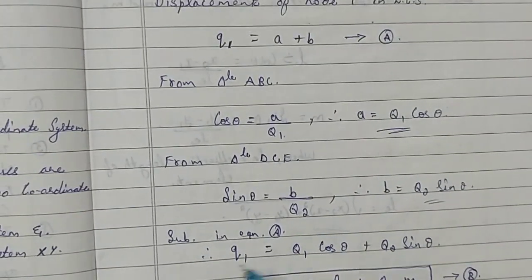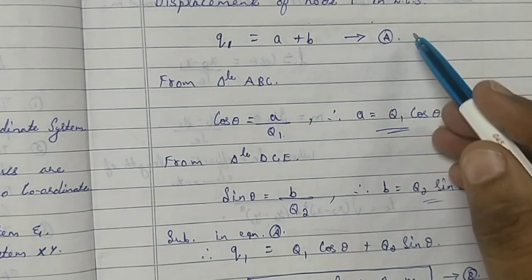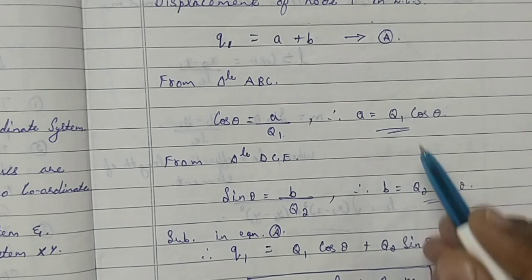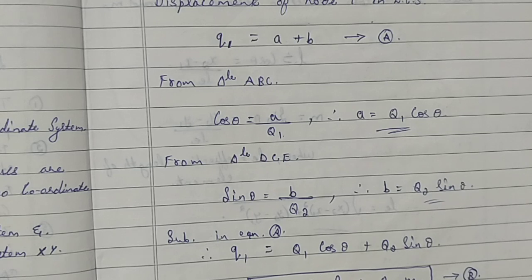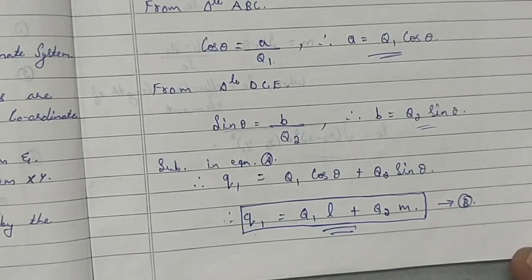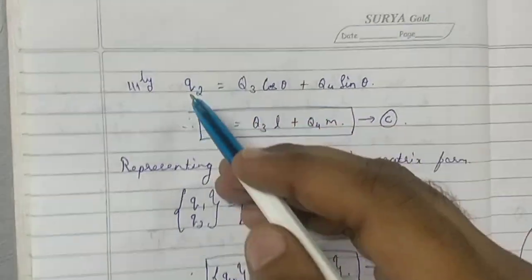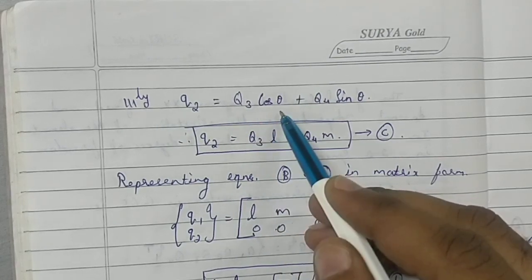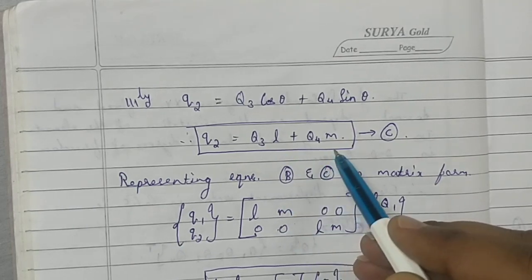Substitute in equation A, this is equation A. We've got A and B. So q1 cos theta is A. q2 sin theta is B. So small q1 is equals to q1 L plus q2 M. Cos theta and sin theta, I am taking it as L and M, which is nothing but the direction cosine. So I have got small q1. Similarly, small q2 I can directly write as q3 cos theta plus q4 sin theta, which is nothing but small q2 is equals to q3 L plus q4 M.